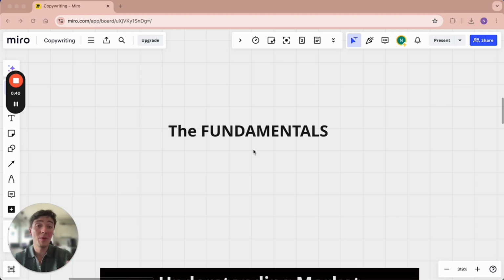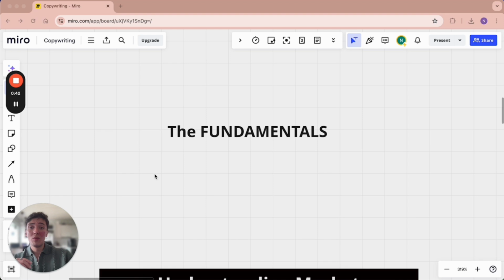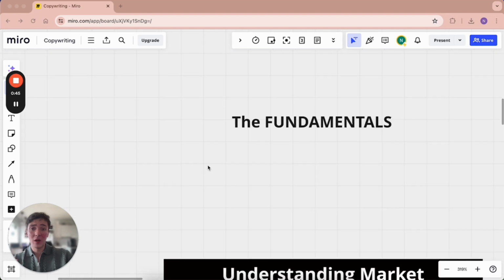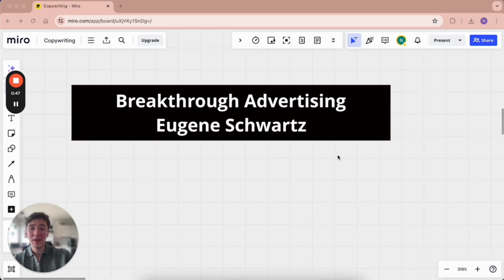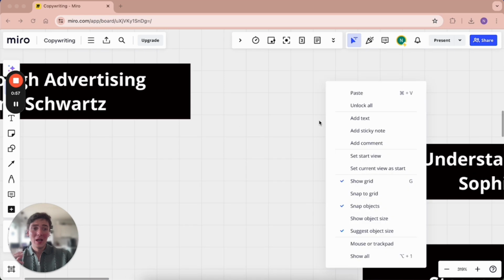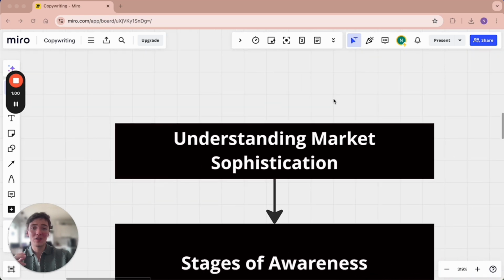But at the same time, these fundamentals are something that you can utilize to ultimately increase your efficiency in your copywriting. So the fundamentals I'm going to take you through are based on this book right here called Breakthrough Advertising by Eugene Schwartz. It's a big recommendation if you want to become an expert in copywriting and advertising in general. And the first one is understanding market sophistication.